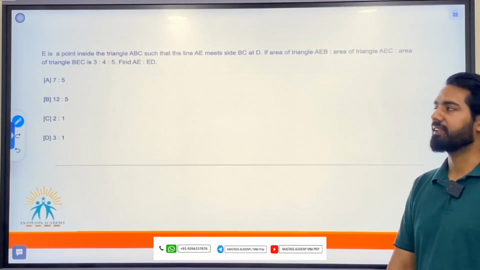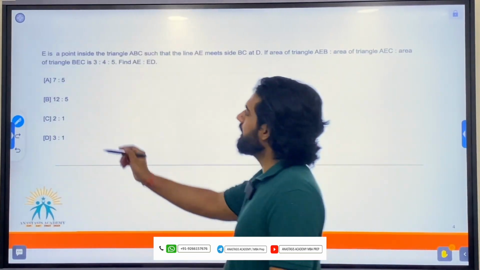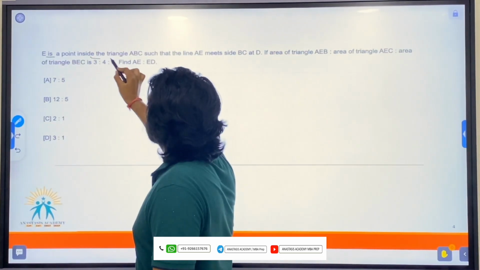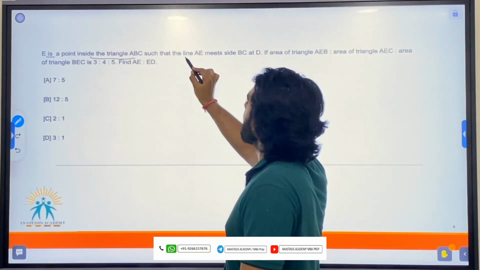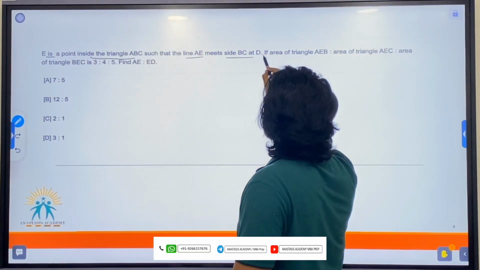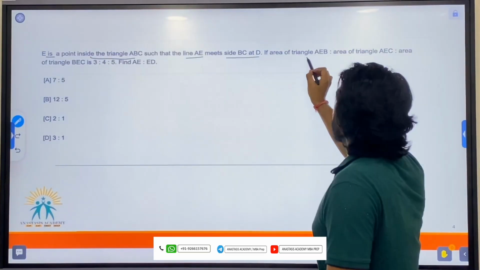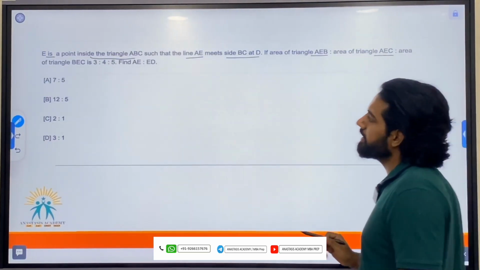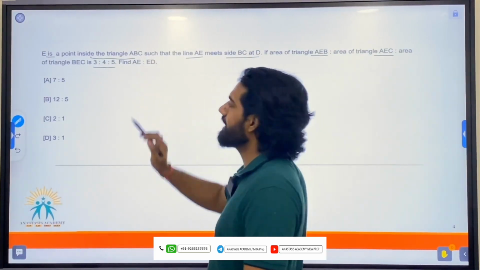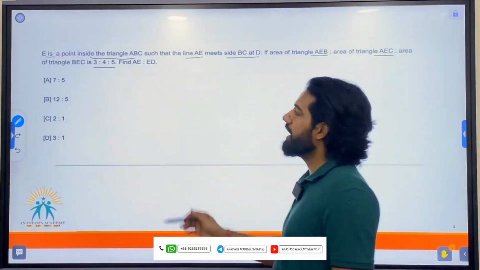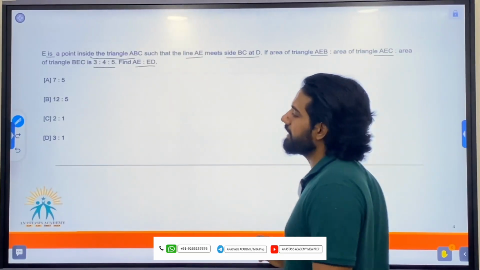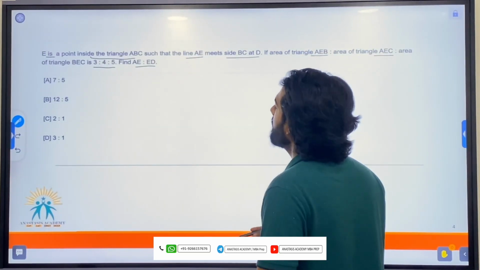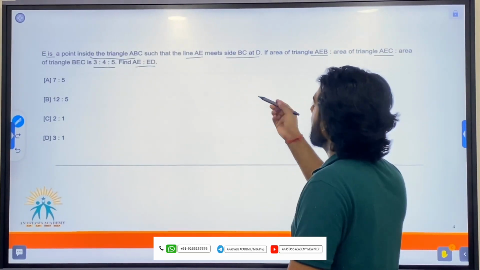Let's solve this question. E is a point inside the triangle ABC such that line AE meets side BC at D. If the area of triangle AEB to the area of triangle AEC to the area of triangle BEC is given as 3:4:5, find the ratio of AE and ED. Right? So first of all, let's just make this triangle ABC.